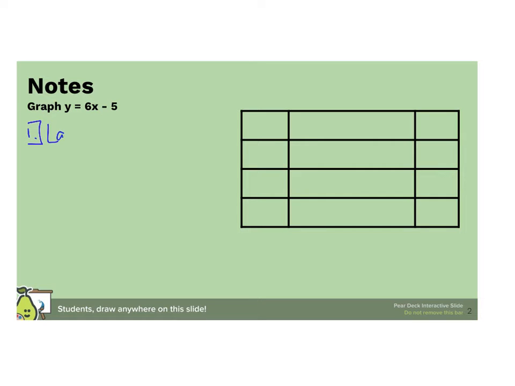is you want to label the table. So there are three parts to the table. The first column is always going to be where your x values go. And the last column is where your y values go. The middle, this is where you put the expression, okay?